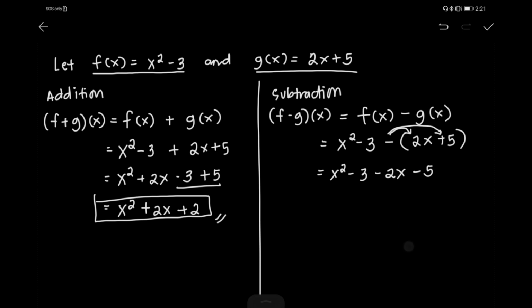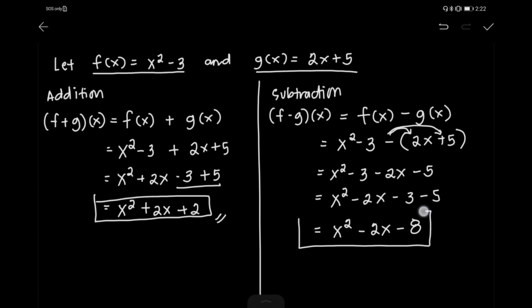Then combine like terms. So to combine like terms, since we don't have like terms, arrange the exponents from highest to lowest. So x squared minus 2x, negative 3 minus 5. So simplify: x squared minus 2x then negative 8. So this is now our difference, or the answer after subtracting the two given functions.